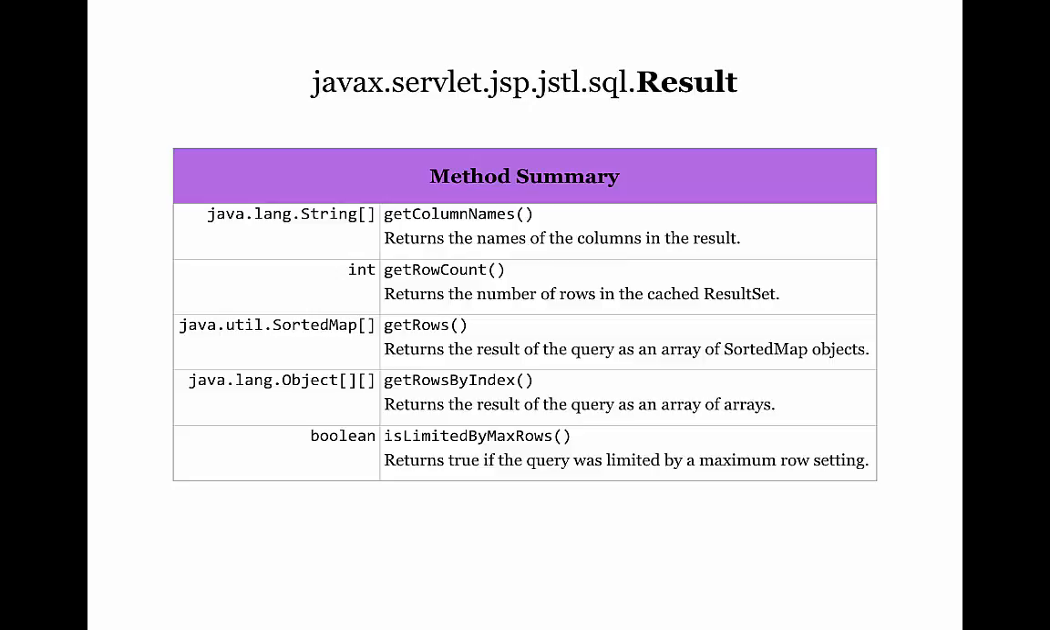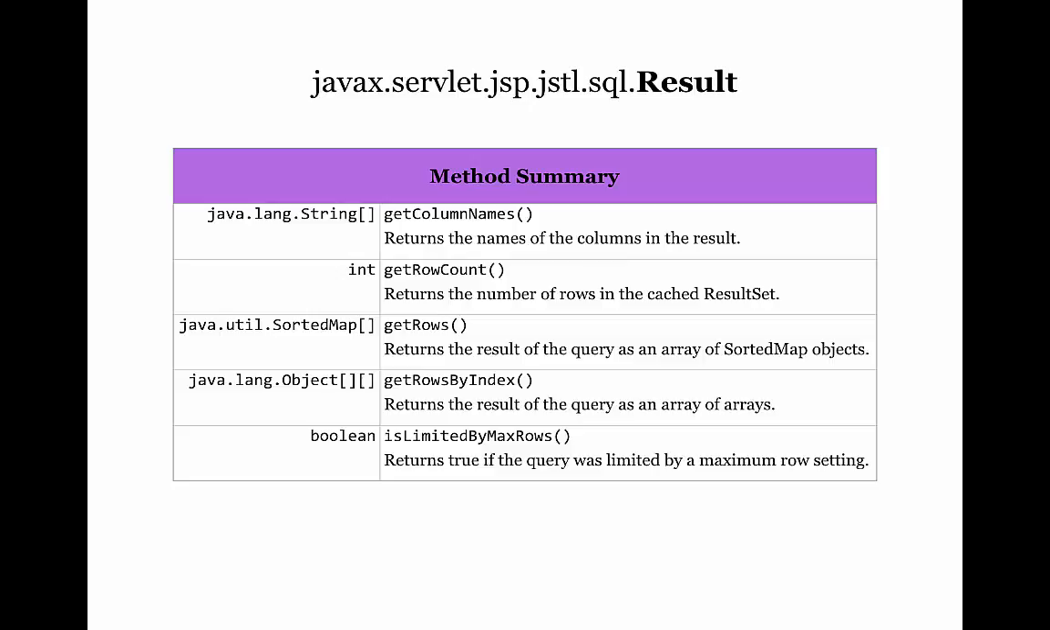The method getColumnNames returns an array of column names. getRowCount returns the number of rows in the result set. getRows returns an array of maps. Each map is a mapping from column names to the values in a particular row. getRowsByIndex returns the rows of the result as a 2-dimensional array.